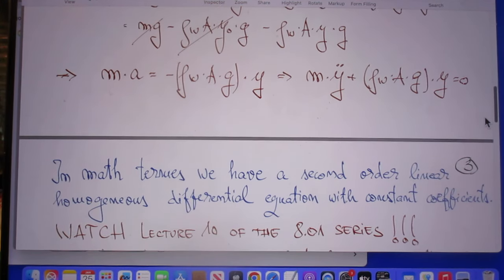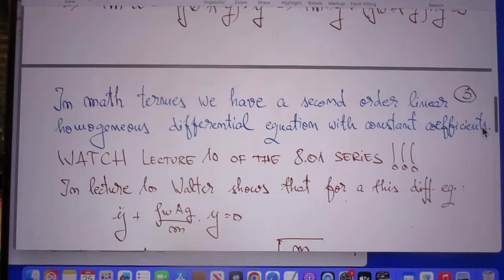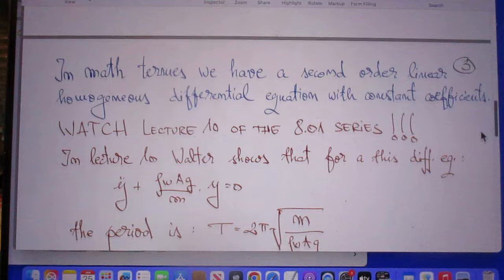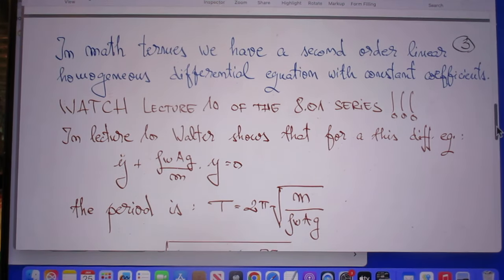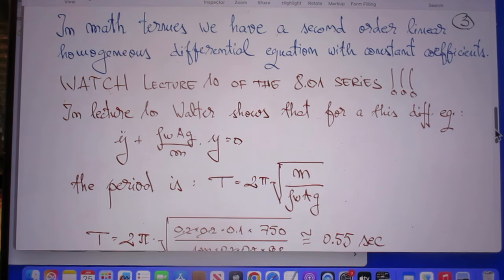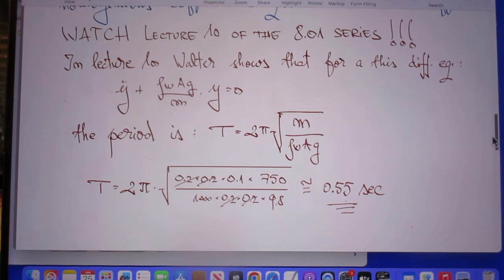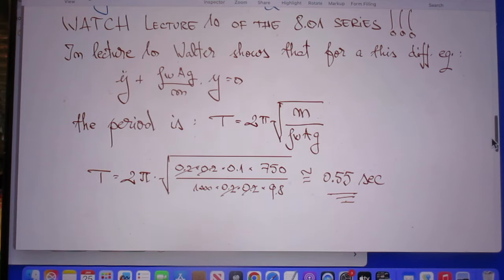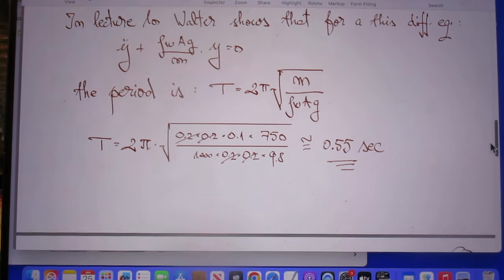There you get the differential equation. In mass terms, he writes, we have a second order linear homogeneous differential equation. If you watch lecture 10 of 801, I cover that in great detail. He shows the differential equation, and then we find the period of oscillations will be 0.55 seconds.